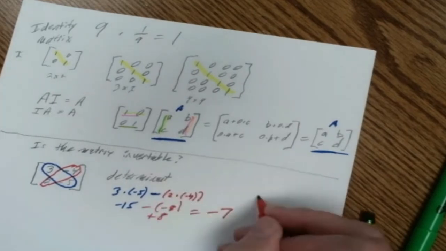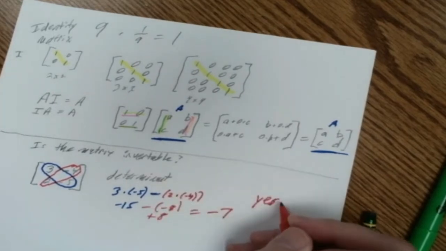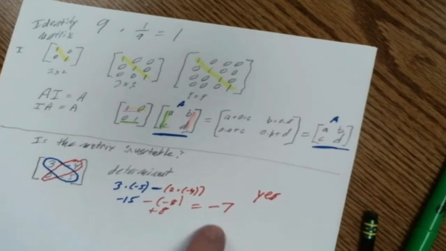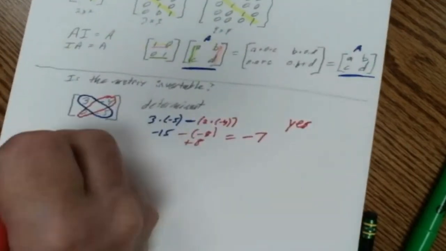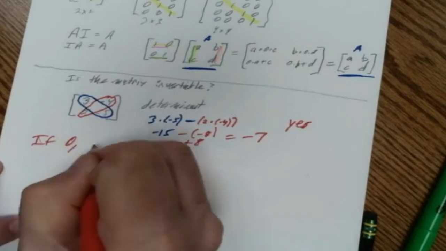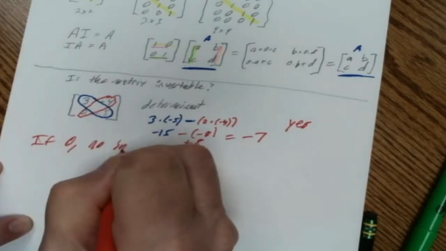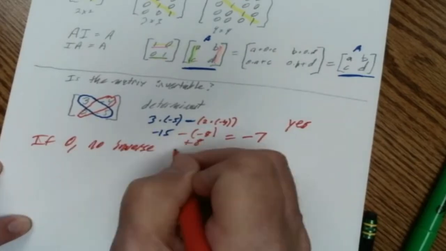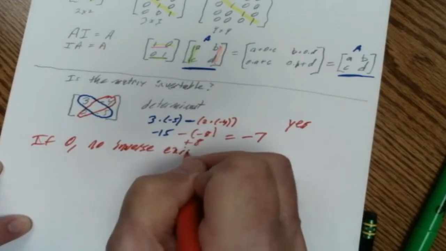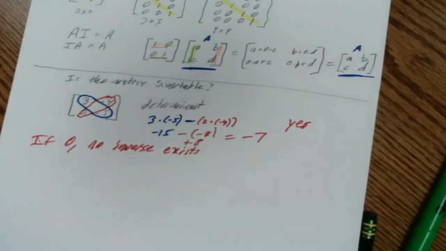So yes, this is invertible. The only way it would not be invertible is if this is 0. If 0, no inverse exists. If it's a positive or negative number, you're fine. It just cannot be a 0.